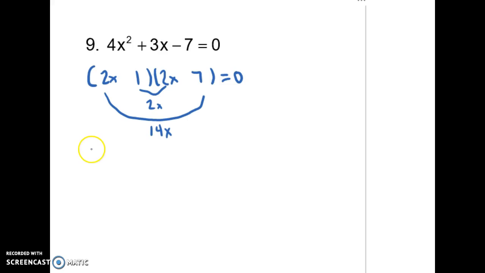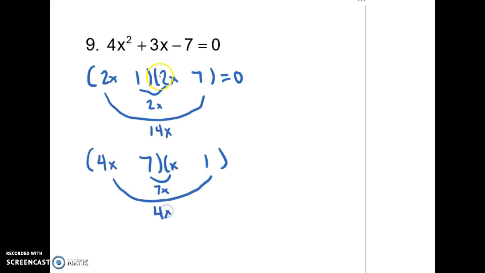So I think we're going to have to go to 4 and 1 for x's, 4x and 1x. And let's go a 7 here and a 1 here. So this would give me a 7 and a 4. And I want to make a positive 3, means this one has to be negative. So that should be a negative 1 and a positive 7. So that's my factor combination. Again, same idea as the area model.